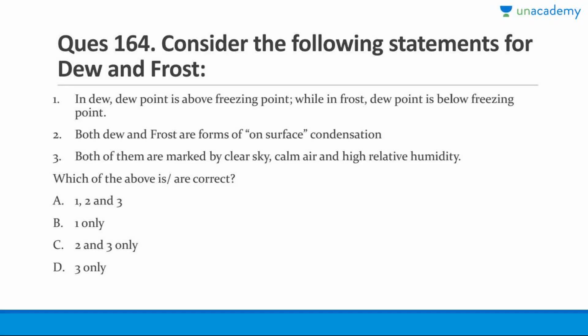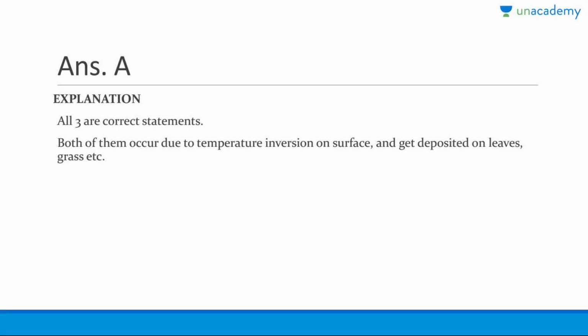Consider the following statements for dew and frost. In dew, dew point is above freezing point, while in frost dew point is below freezing point. So this is correct. Both dew and frost are forms of condensation on surface. This is also correct. Both of them are marked by clear sky, calm air and high relative humidity. Answer here is all these statements are correct. Both of them occur due to temperature inversion on surface, and they get deposited on leaves, grass, etc.